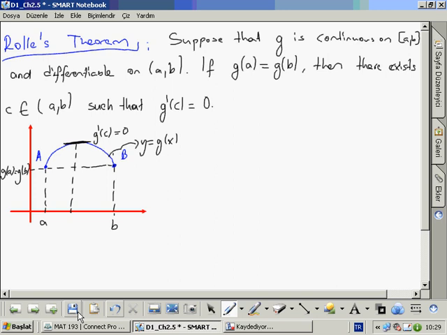You can find that theorem's proof in your book, and it used the mean value theorem. Please look at the Rolle's theorem proof in your book. It can be important, it can be useful for you.